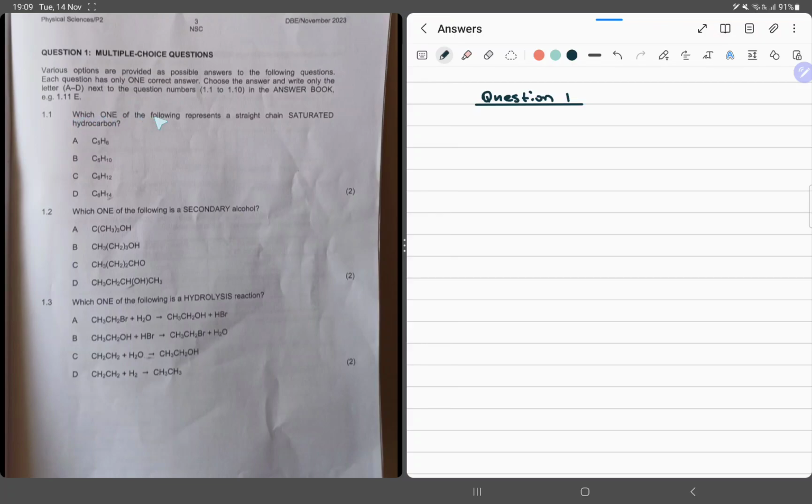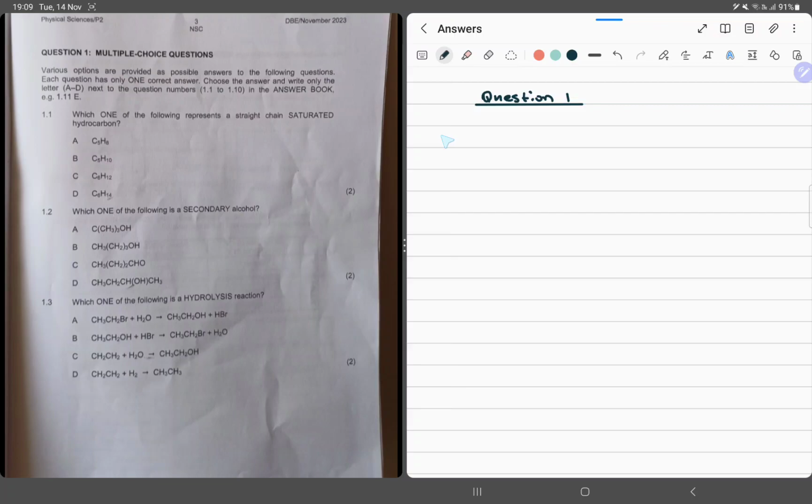We are told here, which one of the following represents a straight chain saturated hydrocarbon? So what does that mean? A straight chain saturated hydrocarbon means an alkane. So the question is saying which one of these is an alkane. So can you see how smart examiners are? They have a way of asking questions in such a way that you may look a bit confused, but you will be able to find out what's going on in there. Okay, so we're looking for alkanes.